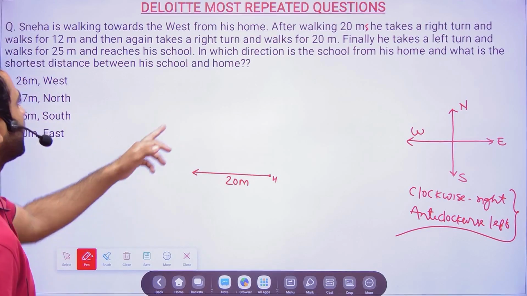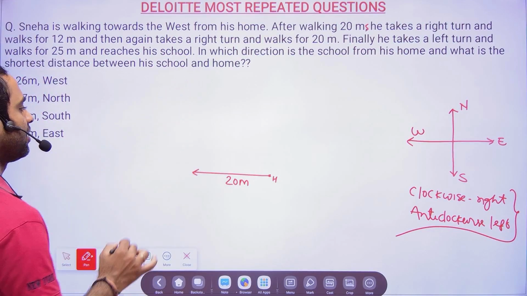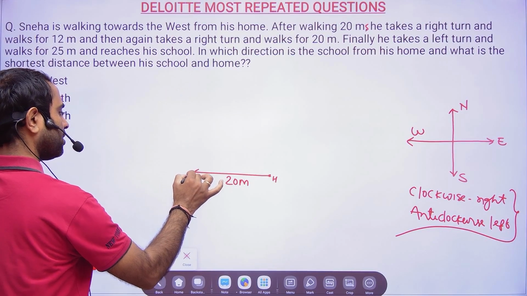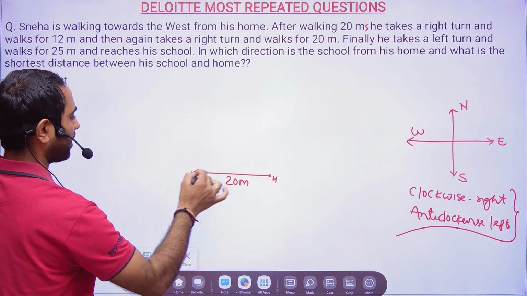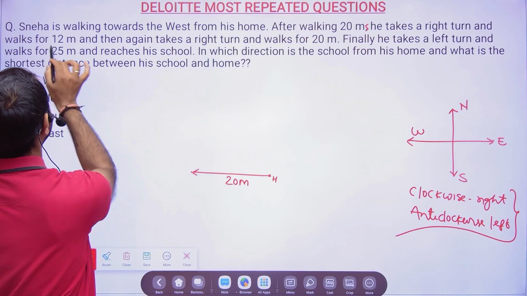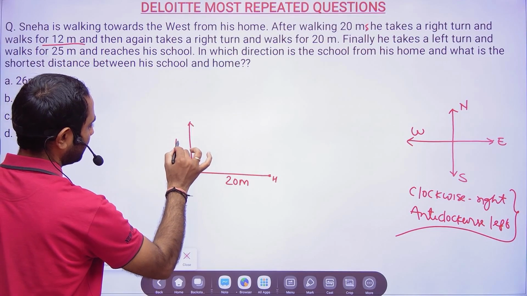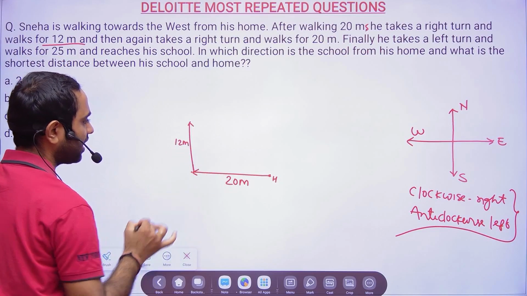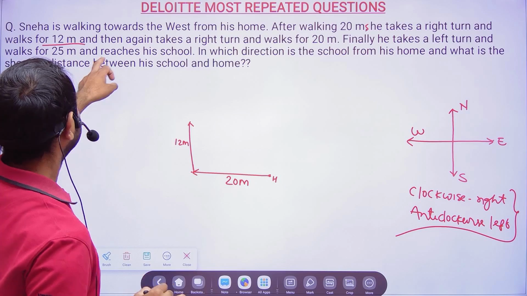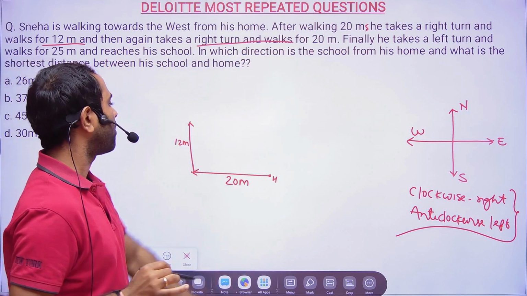So here we see, she takes a right turn. Put your pen point here. Clockwise will be right. So on the right side, she is going for 12 meter. So this side is nothing but 12 meter. Clear? Fine. And then again she takes a right turn and walks for 20 meter.